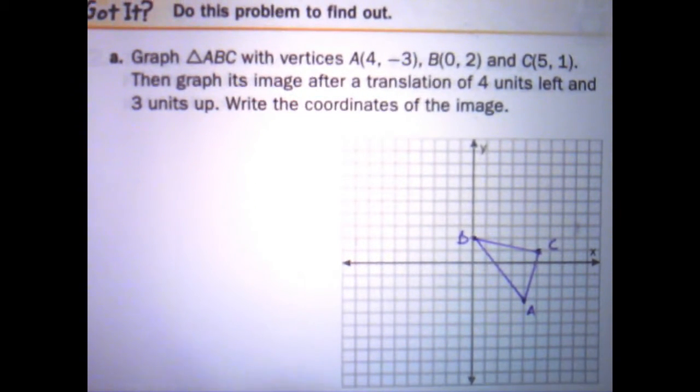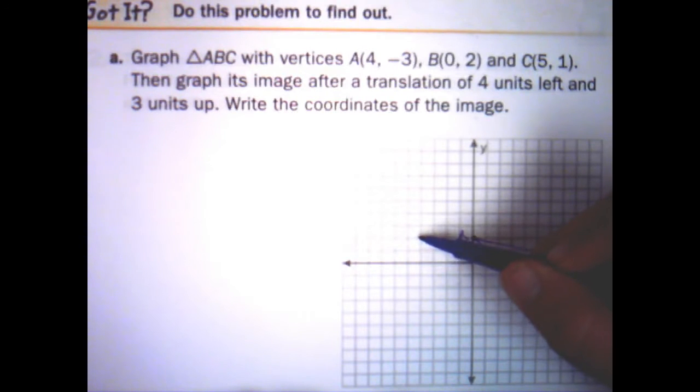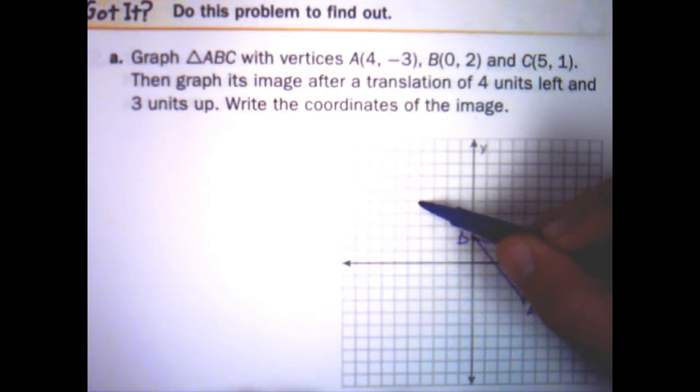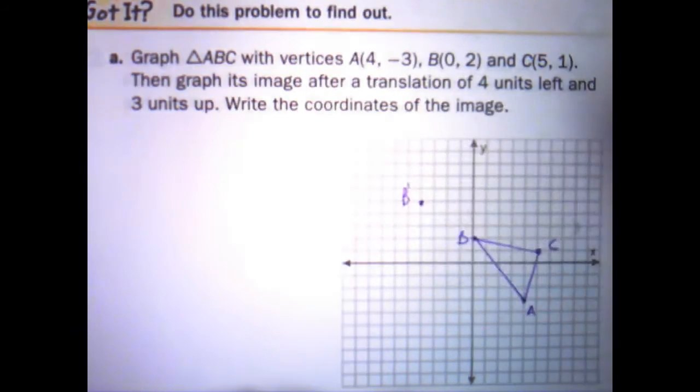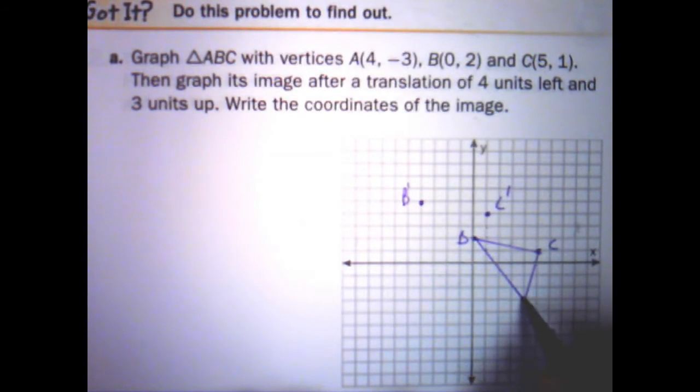Now it says graph its image after a translation of 4 units to the left and 3 units up. So 4 to the left and 3 up. 1, 2, 3, 4, 5. 1, 2, 3, 4. And 3 up. 1, 2, 3. That would be B prime. C prime, 4 to the left, 1, 2, 3, 4, 3 units up, 1, 2, 3. And A prime, 4 to the left, 1, 2, 3, 4, and 3 up, 1, 2, 3, A prime.